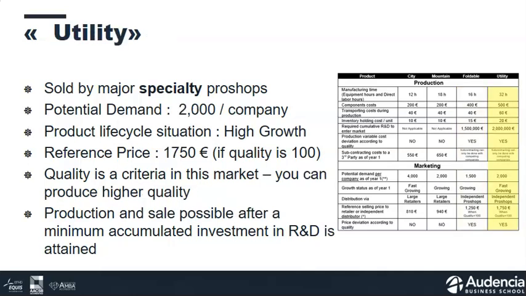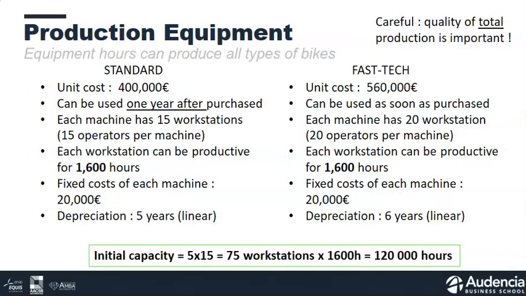The utility bike is similar in terms of the market to the foldable bike. A little different potential demand. It's a high growth market. And again, quality is extremely important. Here, the R&D amount you must finally invest is $2 million to be invested.